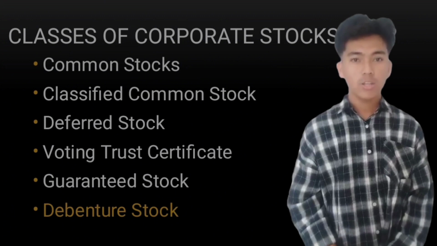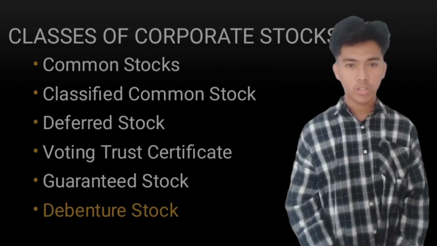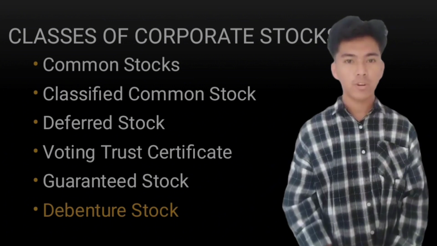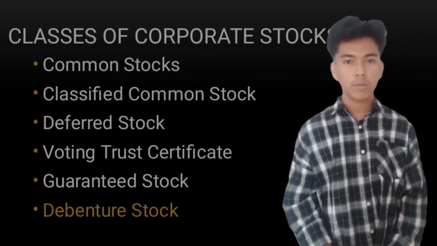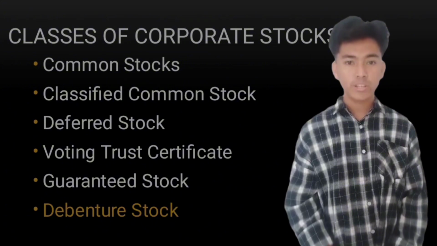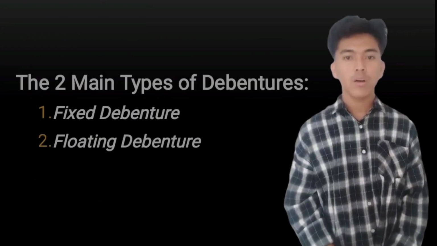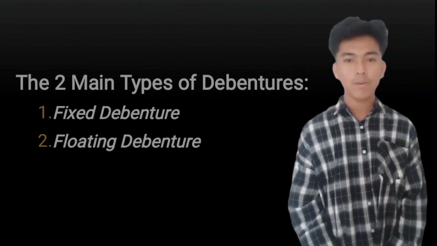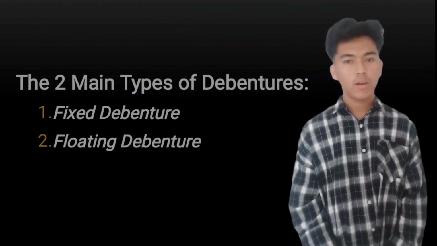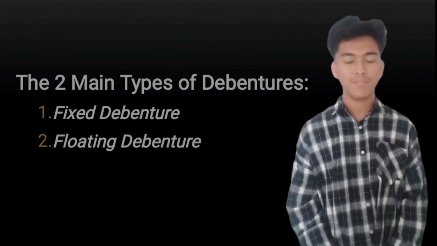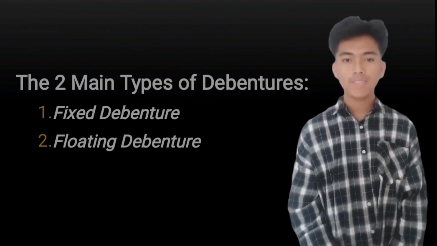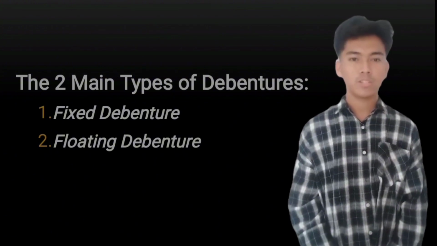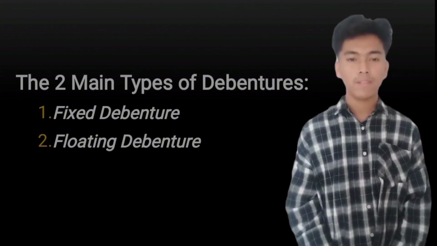Although called stocks, it is more like a loan than traditional stocks. It is a form of fixed interest security issued by companies for long-term loans, with redemption typically occurring 10 to 40 years from the issue date. So there are two types of debenture stocks. The first one is fixed debentures, these are secured by specific assets. And the next one is floating debentures, generally secured by a charge on the company's assets.